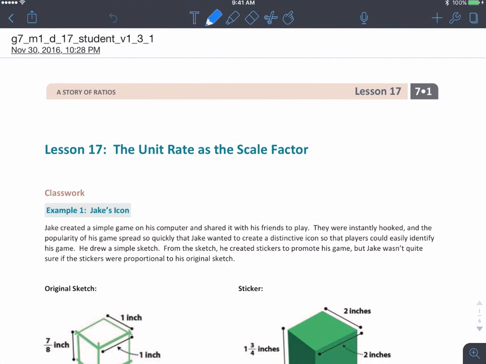So we know unit rate already. We don't need to do any more work at that. You know that it has to do with proportional relationships, and you know how to find it. The new thing is scale factor, and what we're going to see is that unit rate is going to equal our scale factor. Let's see how that goes.